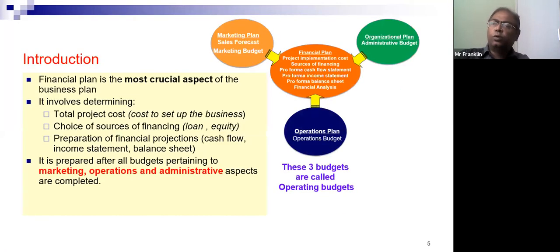Okay, we looked at financial, the most crucial. And when you prepare this, you need to have all the other budgets coming in. Budgets means all the forecast plans, like the sales forecast. That means you must know how much sales you want to do, maybe January, February. From there only you can calculate. Then the administrative budget: how much money you want to spend on employee salary and all those things. Then operation, running the operation, buying raw materials. You join all these projections together, then only you can prepare your financial plan.